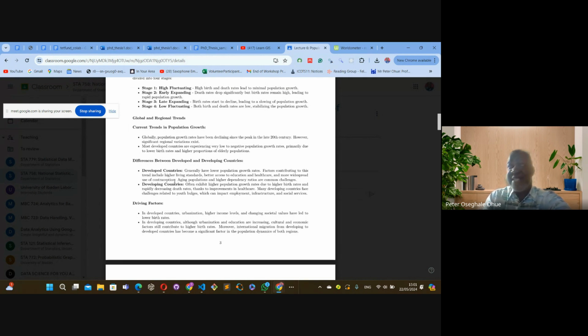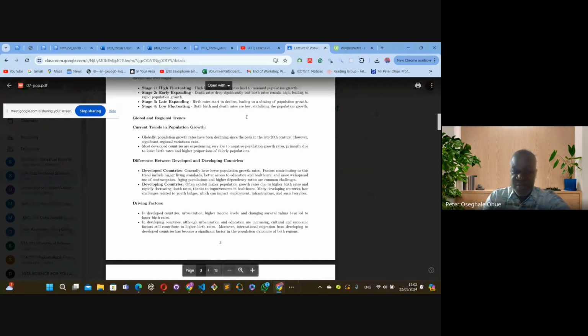In fact, there are certain ages that people get to, and they take care of their reproductive organs so that they will not be able to raise offspring. So there's a natural one that people do, there is the artificial one that people do, and there is the one that comes with age. So it says aging population and higher dependency ratios are common challenges in developed countries.